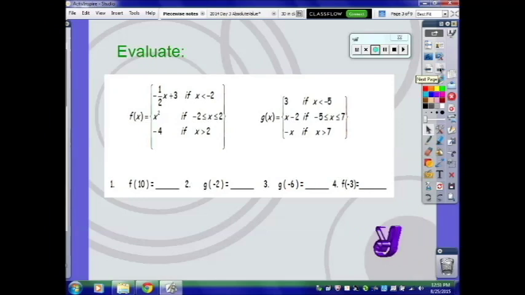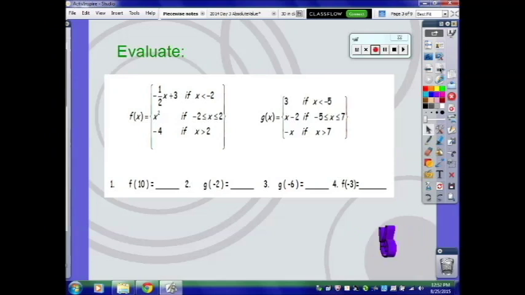Notice it's in pieces. So as the domain restriction, that's your interval, is x is less than -2, you're going to graph -1/2 x plus 3. Domain changes to a different interval and you have a different graph. Here is a quadratic. And then finally the domain changes again, and this time we have another line, a horizontal line at -4. So a piecewise function just means that as our domain changes, we're going to have a different piece for our y.